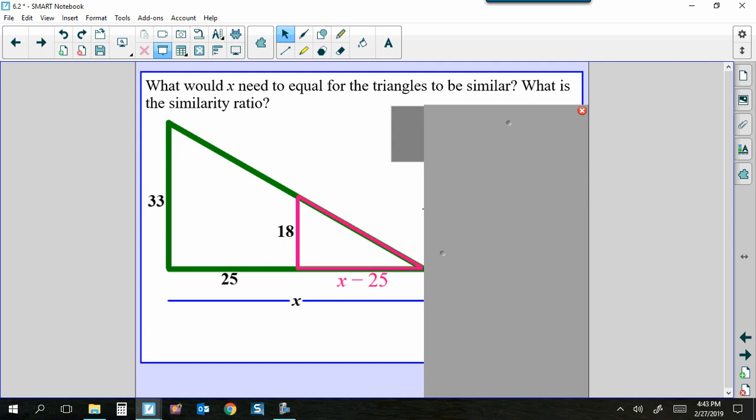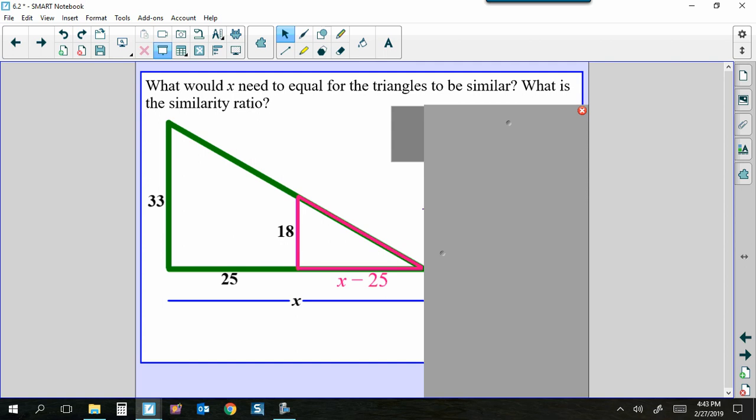And again, the way we know this is x minus 25, we know that segment addition says we're adding 25 to whatever this is, and the total is x. So we want that 25 to go away so that we are left with what x is. So it's always going to be that total minus the part to get the other part.